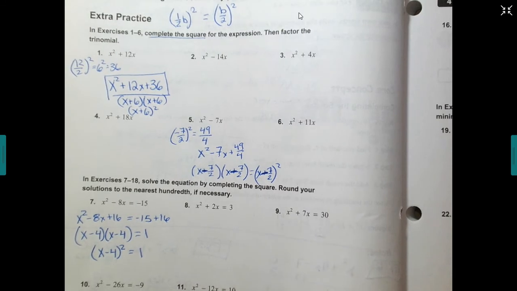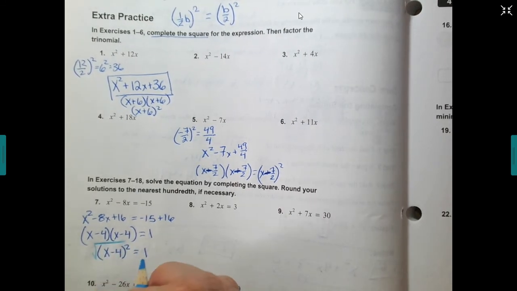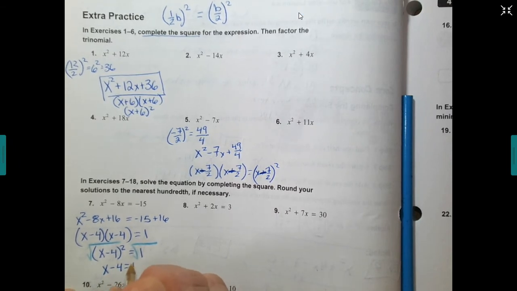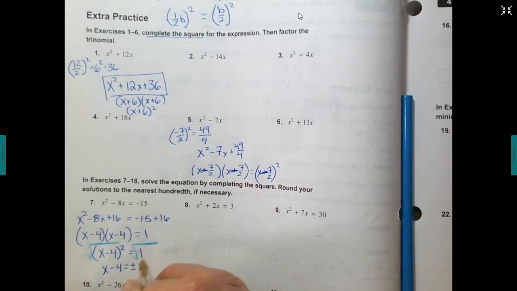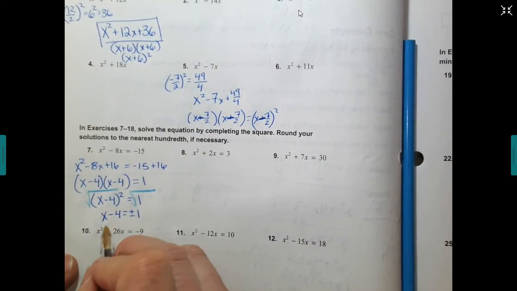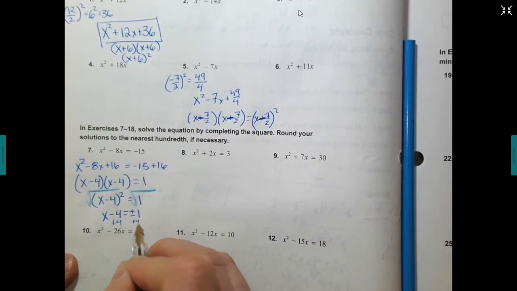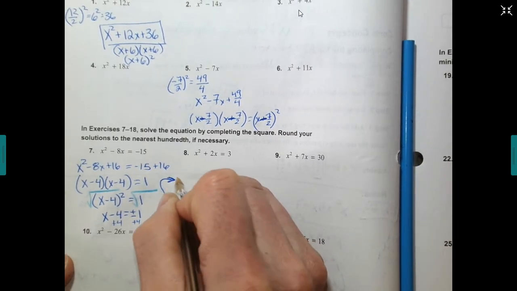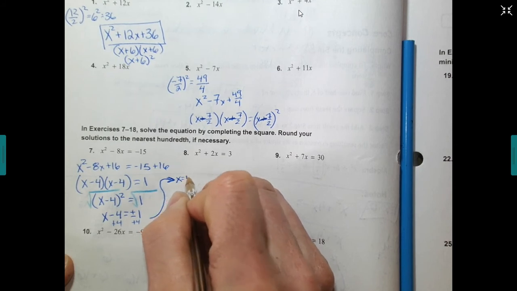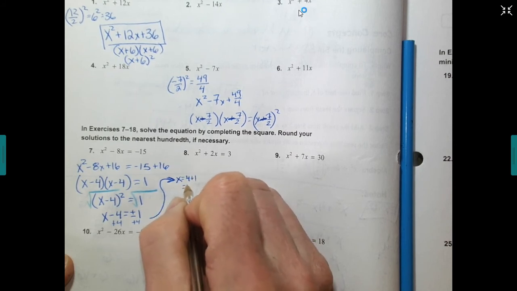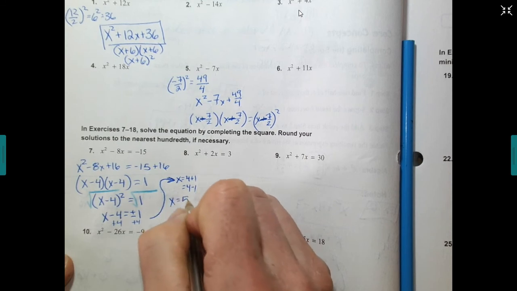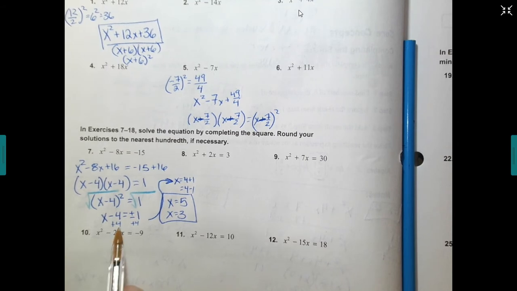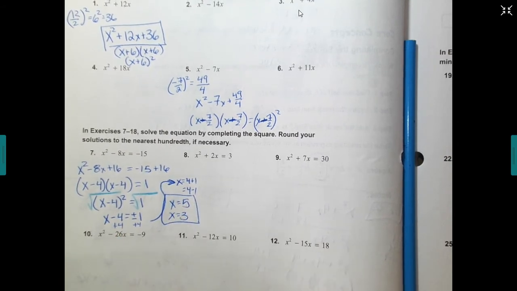Solve it. So we get to finish it off. We get to square root both sides. So we have x minus 4 equals plus or minus 1, because 1 times 1 equals the square root of 1. So we add 4, add 4. We now have x equals 4 plus 1, and x equals 4 minus 1. So x equals 5, x equals 3. Please do not stop here and go plus or minus. It's not. It's 5 and 3. That's your answer.